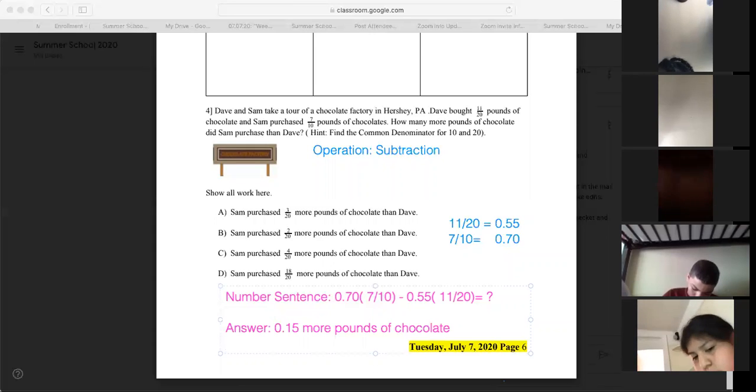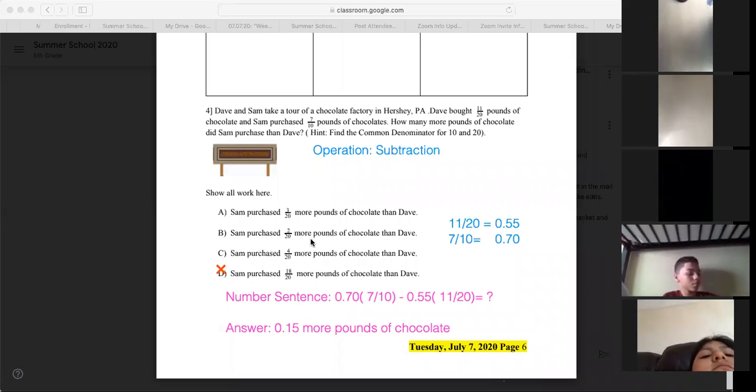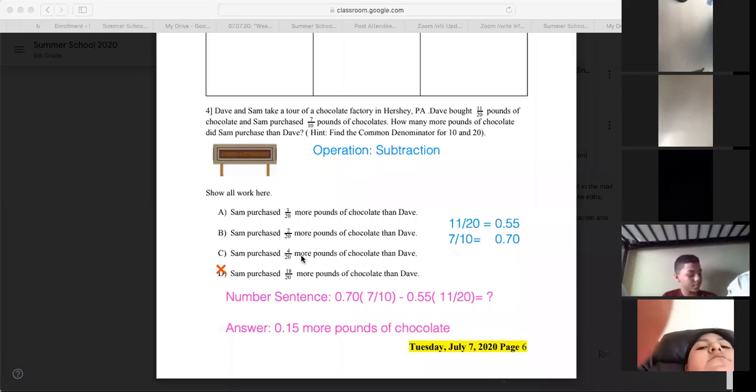0.15. We know that it cannot be 18/20 because that's totally close to 100. So let's just knock off that answer because that makes no sense. So we're left with 4/20. We know that a percent is a number out of 100. So 20 times 5 is 100. So 4 times 5 is 20.